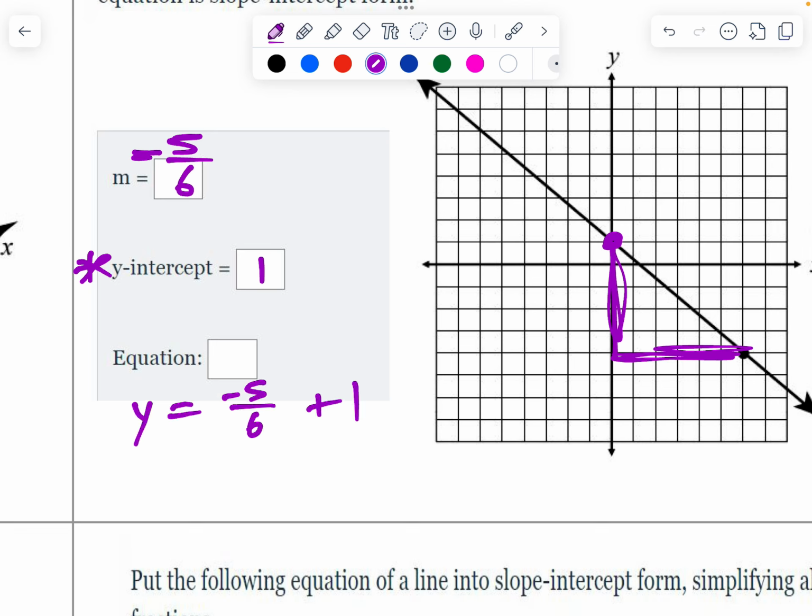Now again, look at the mistake I made. This has to have x with it. So got to have that. -5 over 6x plus 1. And that's my final equation.